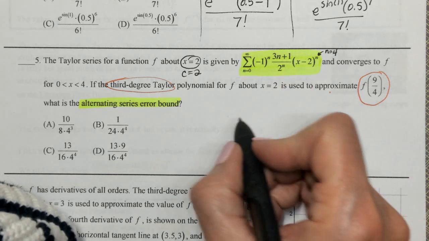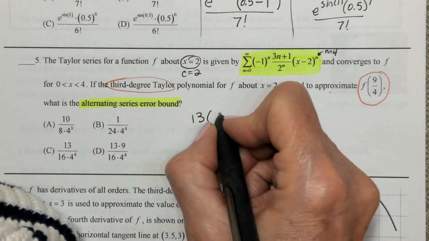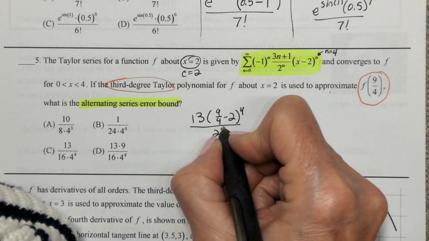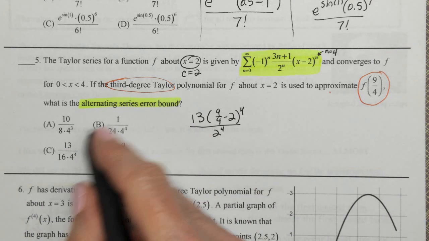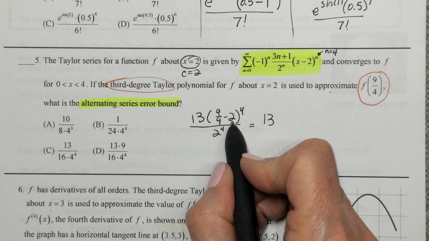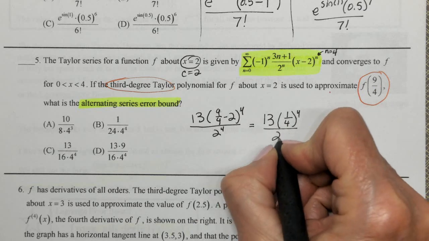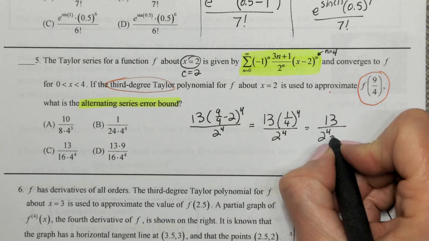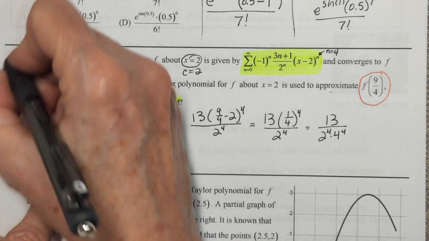3 times 4 plus 1 is 13. x minus 2 to the 4th power, where x is 9/4, divided by 2 to the 4th power. That is the alternating series error bound. And we just have to clean it up a little bit to get it into one of these forms. So 9/4 minus 8/4 is 1/4, and then I'm just going to pull the 4 to the 4th down to the bottom. Which one of those? I think we're looking at C here. So C.